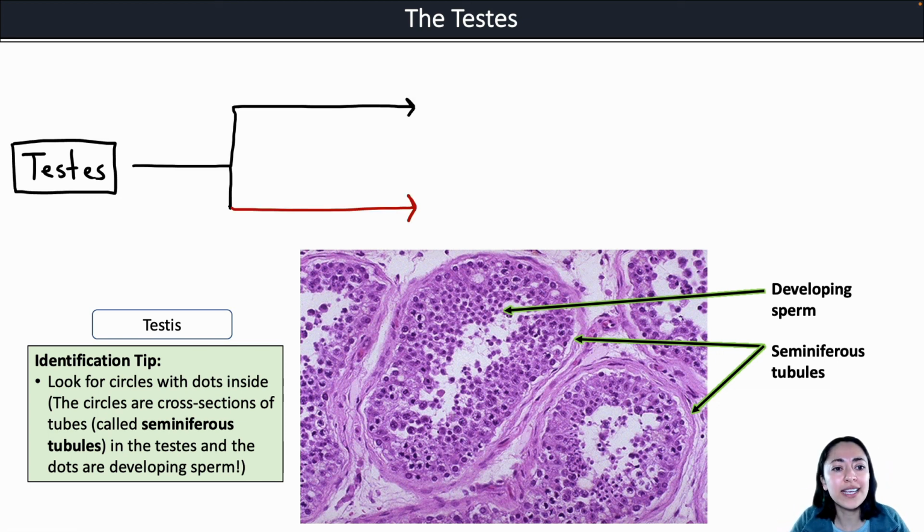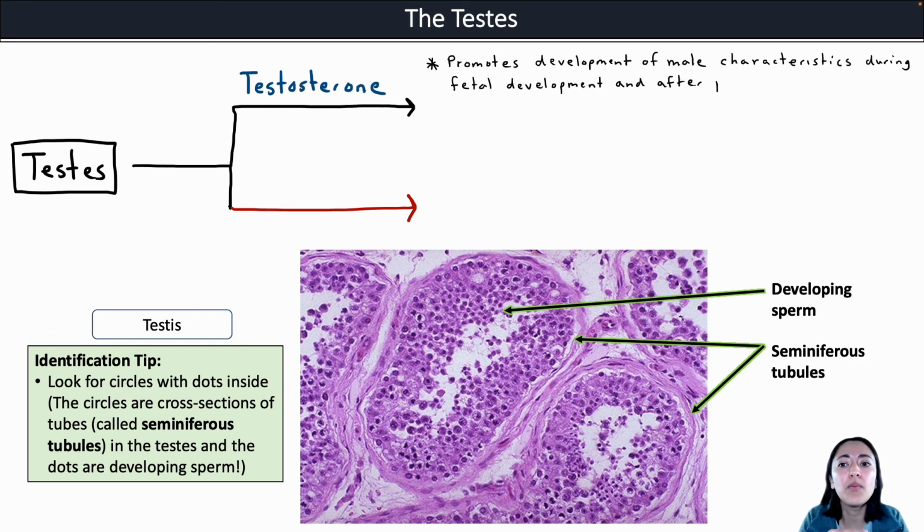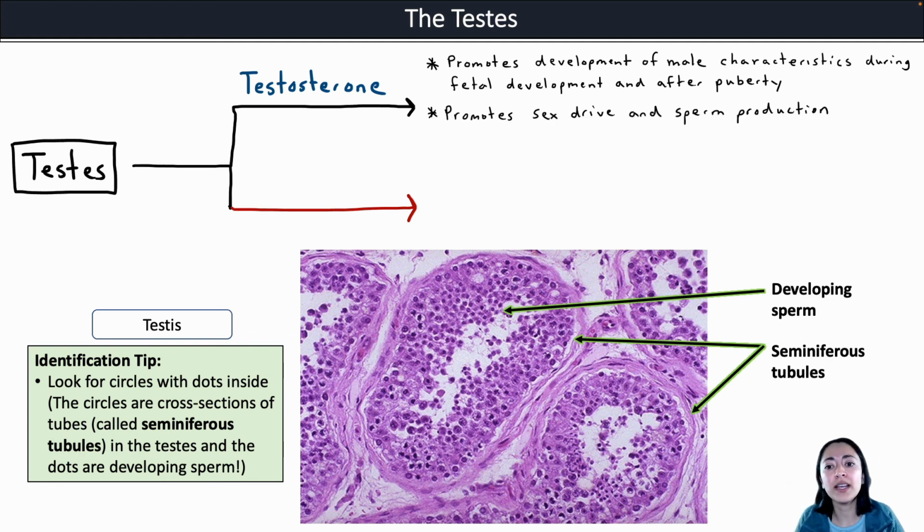The first is testosterone. Testosterone is really important in promoting the development of male characteristics during both fetal development and after puberty, so the secondary male characteristics. Testosterone is also important in promoting sex drive as well as sperm production.